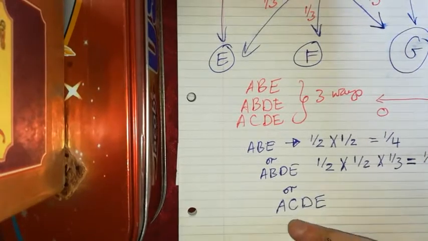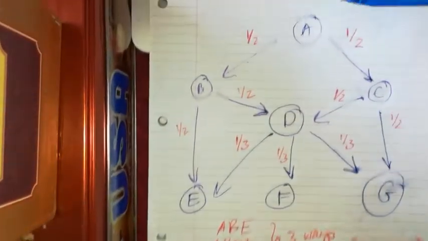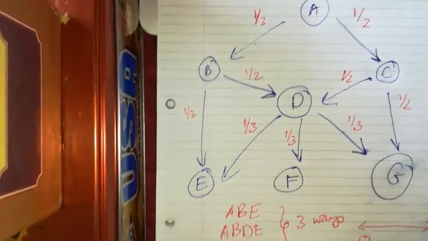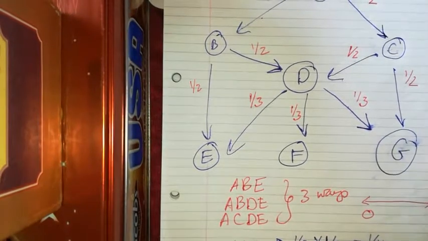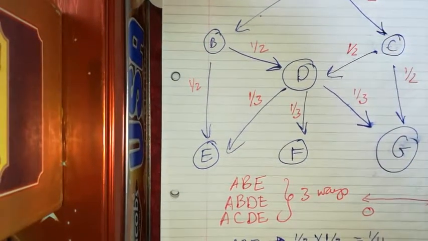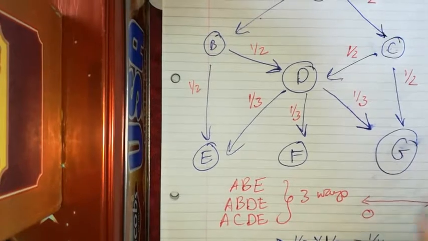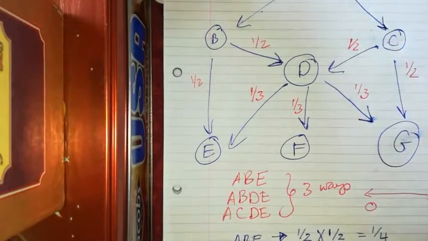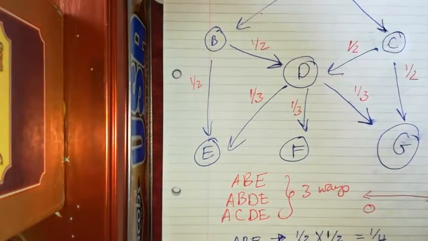And then for A, C, D, E, the probability that he goes from A to C is a half, and then from C to D is a half, and we multiply, and then he goes from D to E, which is a third. So a half by a half is a quarter, and then by a third, we get again 1/12.